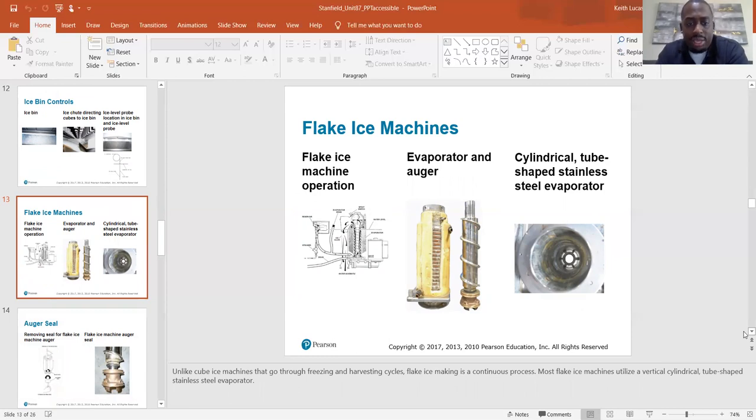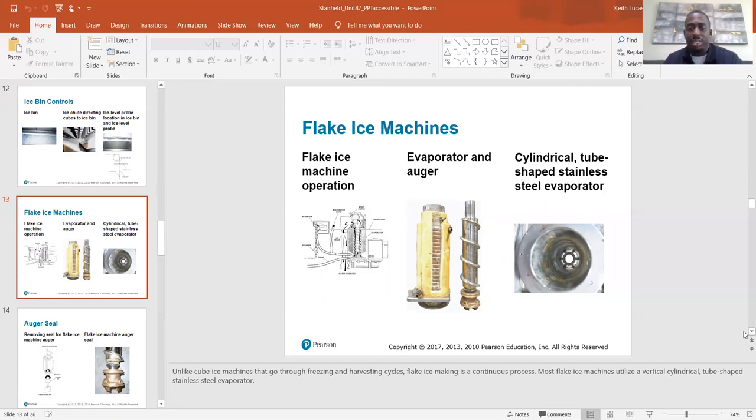Unlike cube ice machines that go through freezing and harvest cycles, flake ice making is a continuous process. Most flake ice machines utilize a vertical cylinder or cylindrical tube-shaped stainless steel evaporator. So the harvest cycle on the cube ice machine is when the ice is removed from the evap coil and into the bin. That is the harvest. We just harvested the ice.